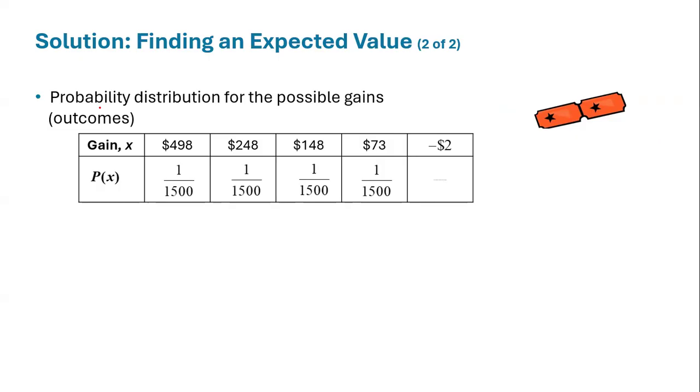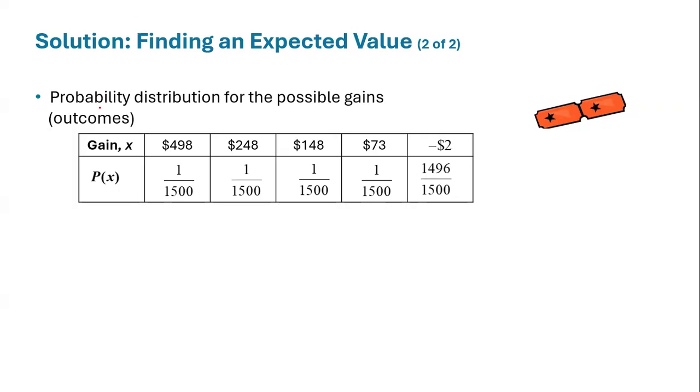Now, what's the probability of winning nothing? You know that 1,500 tickets are sold and you have only 4 chances of winning a prize. So the remaining is the chance of winning nothing. Out of 1,500, if you subtract those 4 prizes, you have 1,496 over 1,500. That's the probability of winning nothing.